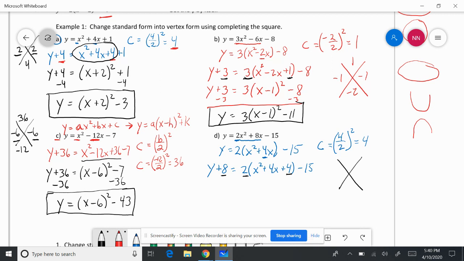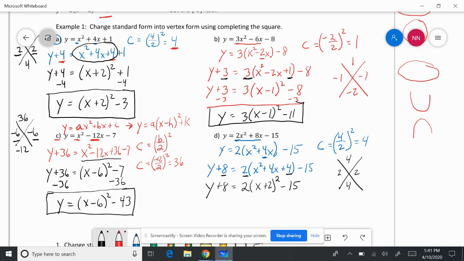I'm looking for 2 numbers that multiply together to give me 4, and add up to 4. And once again, if I'm doing it correctly, the numbers are going to be the same. Since they're the same, I'm going to write a square binomial. That's why it's called completing the square, because we're creating a square binomial.